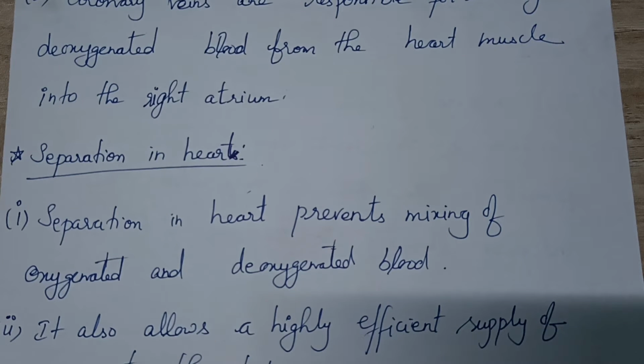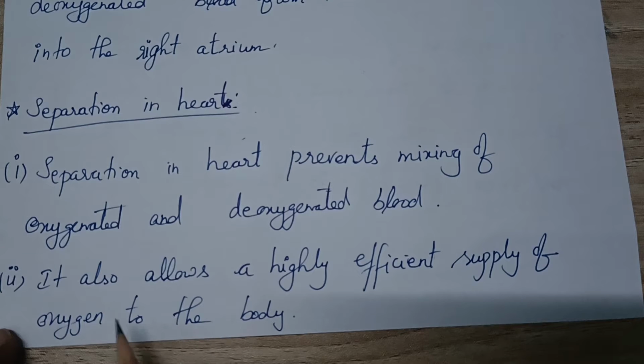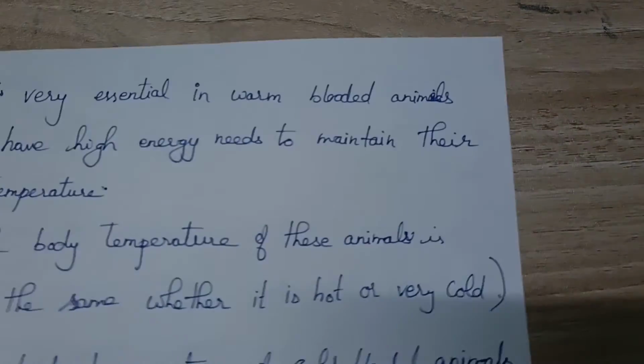The separation is very important because it prevents the mixing of oxygenated and deoxygenated blood. If only one hole were there, the oxygenated blood and deoxygenated blood would mix together. Okay, the cells would not get sufficient oxygen, so it has to be prevented. The mixing of oxygenated and deoxygenated blood has to be prevented. That's why there is a separation in the heart. So what is the main use of that separation? It also allows a highly efficient supply of oxygen to the body. The main thing is the oxygen supply. Okay, next.